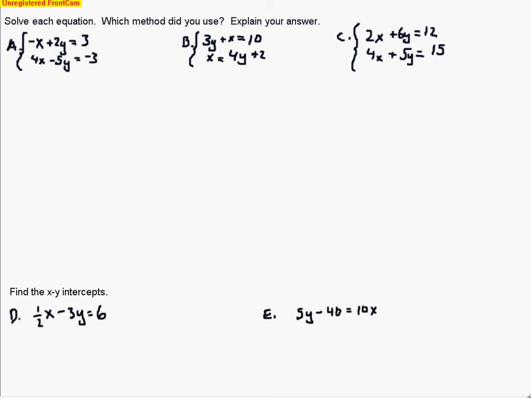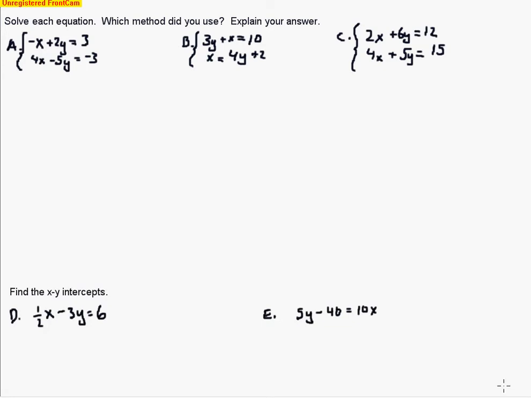In today's lesson, we're going to solve systems of equations, but we get to choose which method to use. Sometimes it's better to use substitution, sometimes it's better to use elimination. It depends on how the systems are set up, and that's what we're going to go over today. Once you solve, you have to explain which method you used and why.